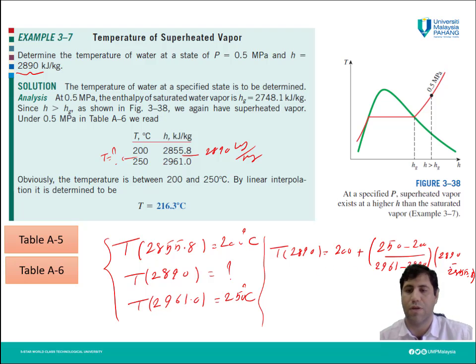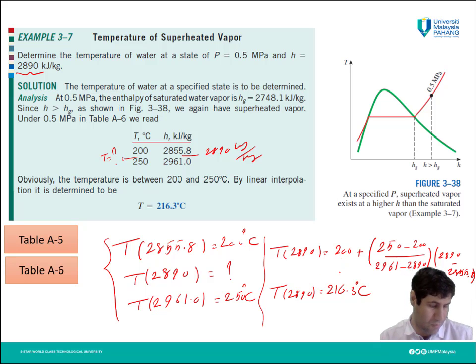Okay, so you can see here we have the equation. If we solve this equation, the result for this will be 216.3 degrees Celsius. Let me just double check the values. Yeah, it's okay. So this is the temperature which we were looking for.